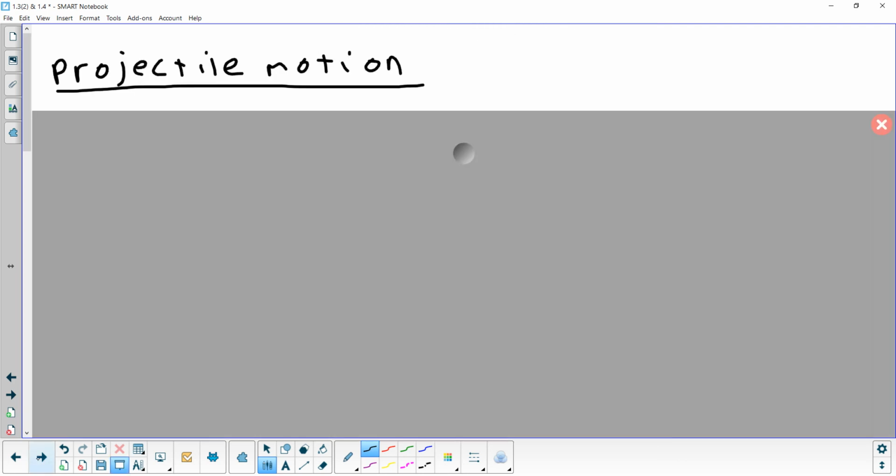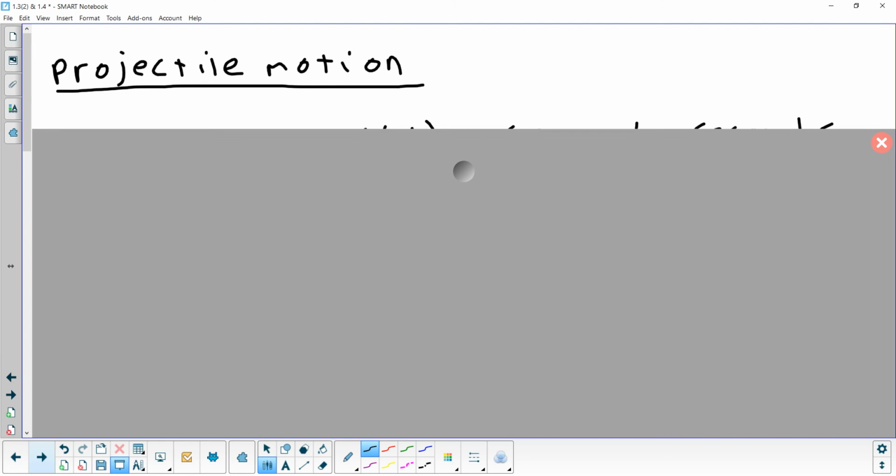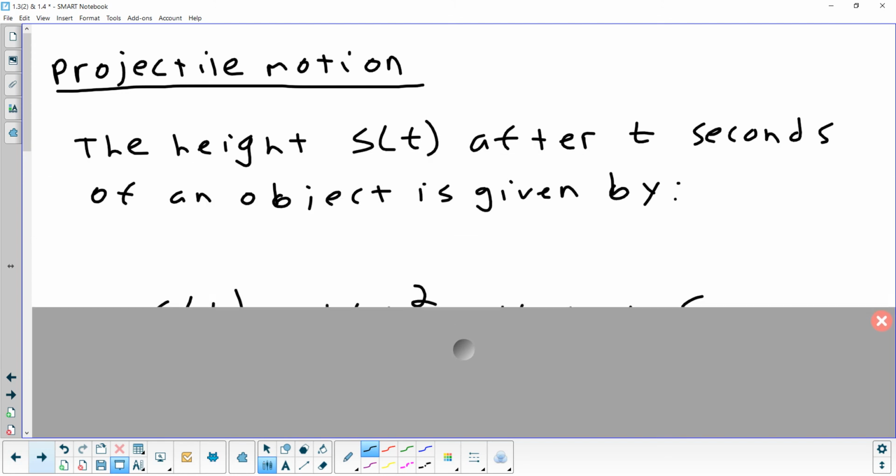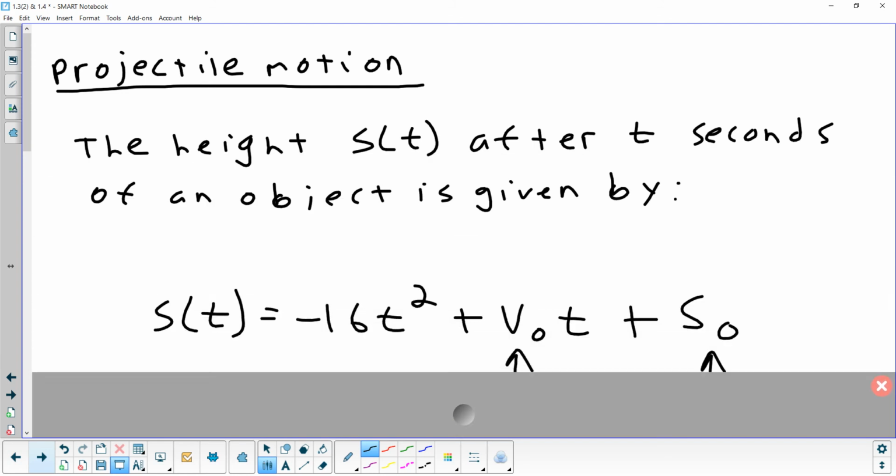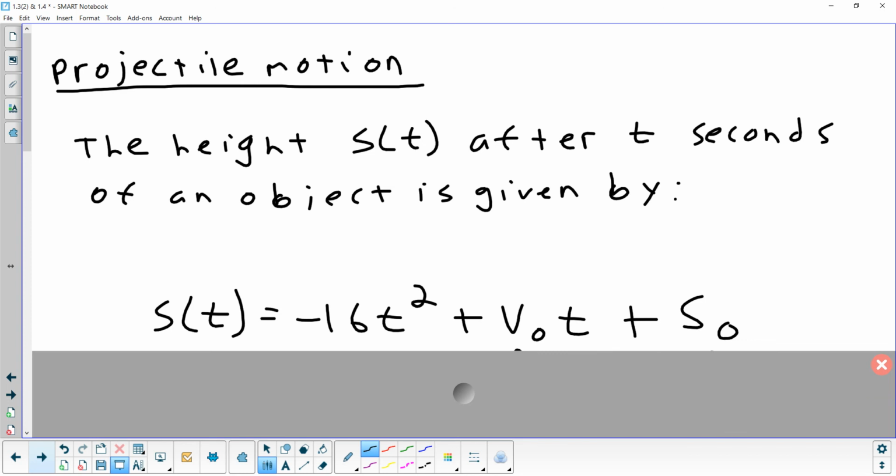All right, so projectile motion. This is something that we'll study quite a bit. If you didn't know the formula for a test, I would have this on the test for you. But projectile motion is basically the motion of an object traveling in an arc, like a parabola. And how that object is going to travel in an arc really depends on three things.